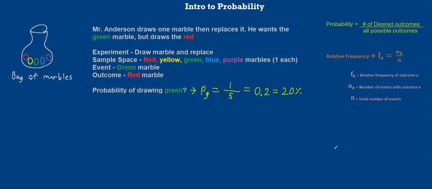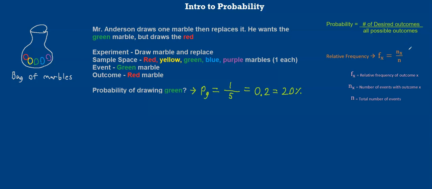So now that we've examined some of the basic terms and ideas of probability, let's discuss relative frequency and how it applies to probability and the law of large numbers. Let's start with the formula for relative frequency. You might notice that it looks very similar to the formula for probability. The formula for probability says the number of desired outcomes over all possible outcomes, whereas relative frequency says n of x, which is the number of events with that outcome, divided by the total number of events n.